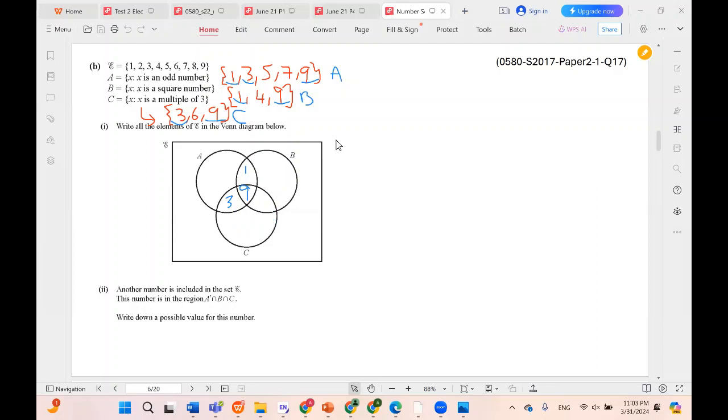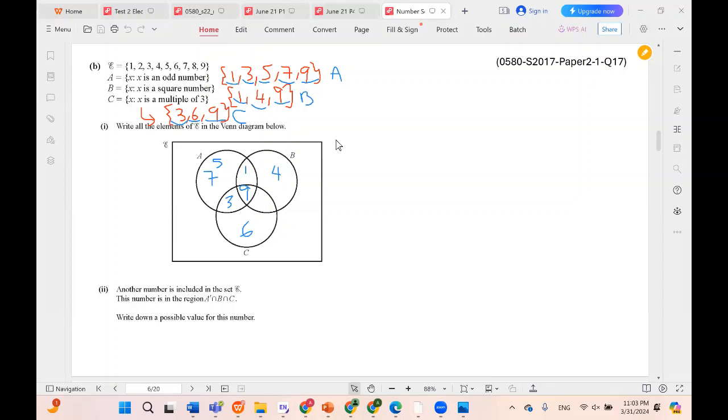Now 5 only exists in A. So you can just put it here. And then 7 only exists in A. So you can put that here as well. And now 4 exists in B. So you can put 4 right there. And finally, 6 exists only in C. And you can put the 6 in the region that is exclusive to C.